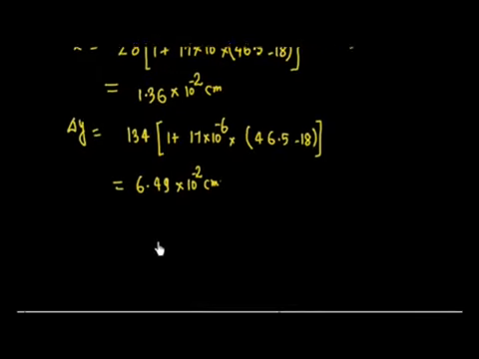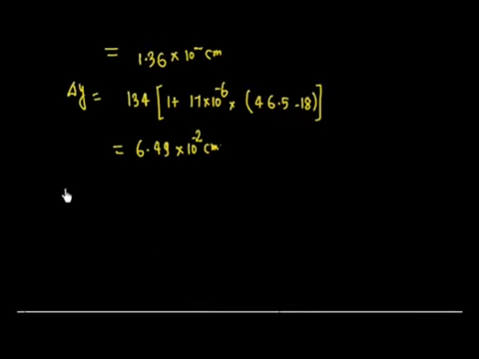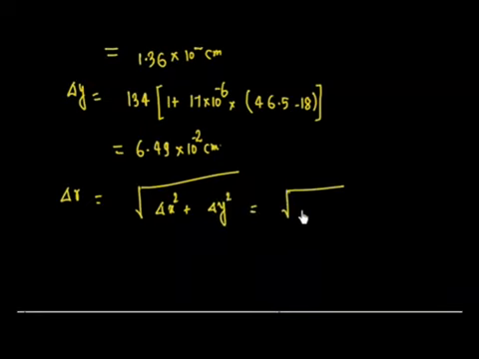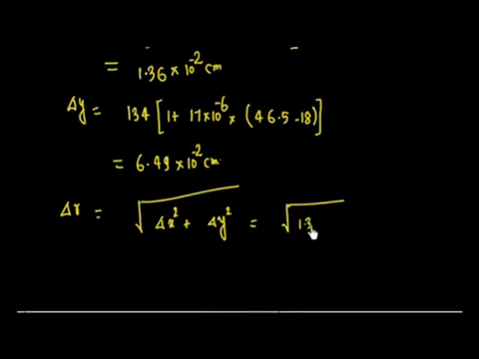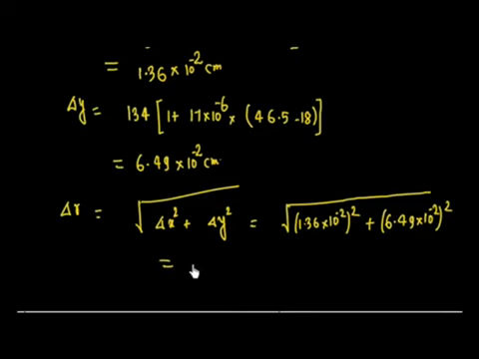Basically now you can calculate the resultant displacement delta r. Delta r will be the square root of delta x squared plus delta y squared. So this is the square root of (1.36 into 10 to the power minus 2) whole squared plus (6.49 into 10 to the power minus 2) whole squared. If you calculate this value, it comes out to be 0.663 mm.